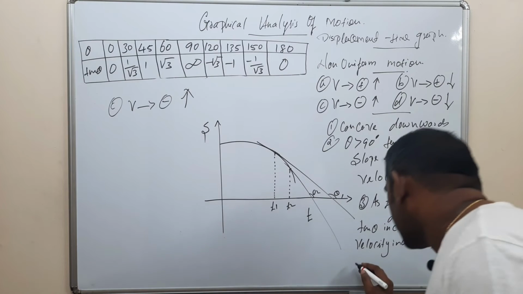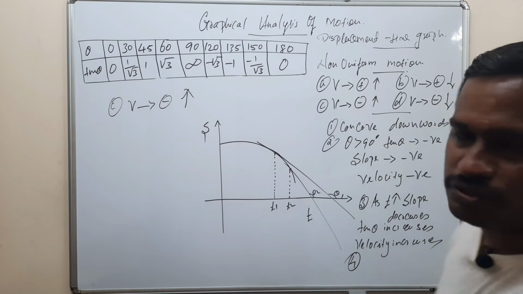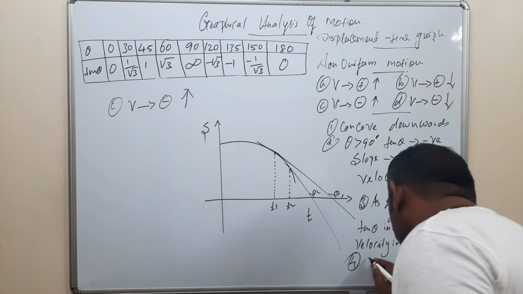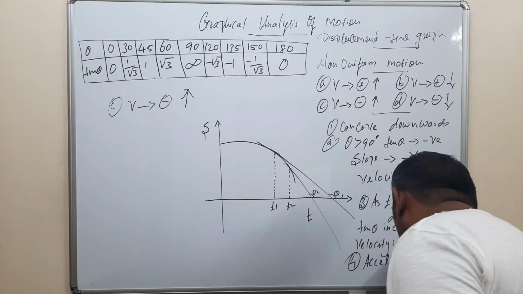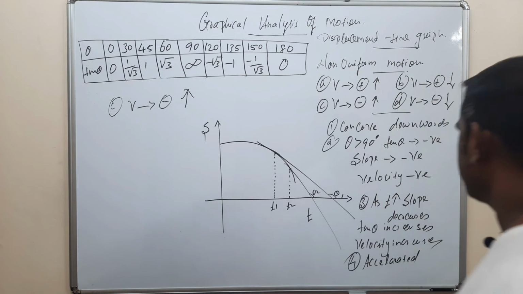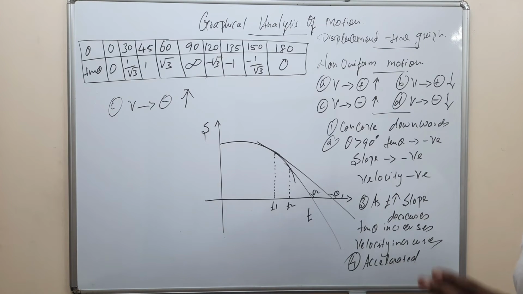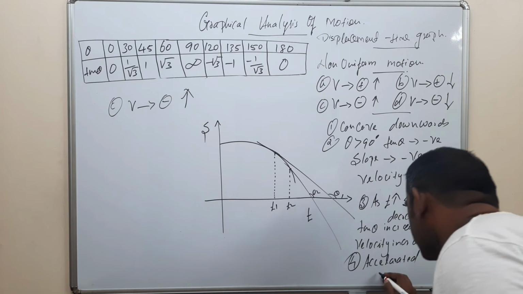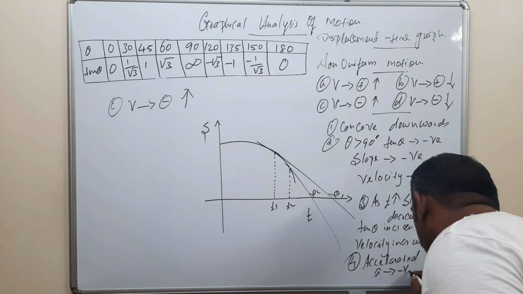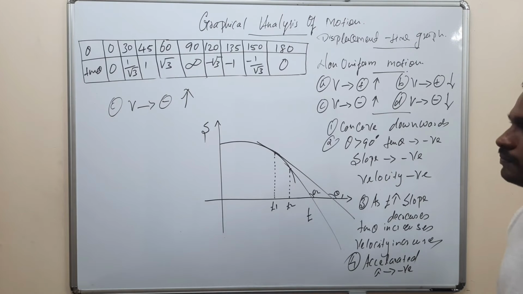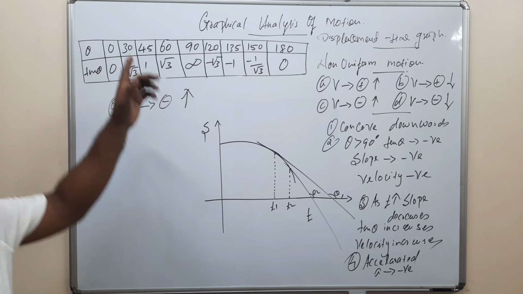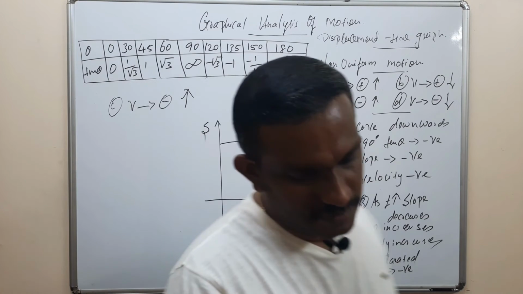So what about the acceleration here? On the negative side, velocity is increasing. Velocity increasing means it is an accelerated motion. So what is the direction of the acceleration? Acceleration is also in the direction of the velocity. So acceleration is negative. So velocity negative and increasing.